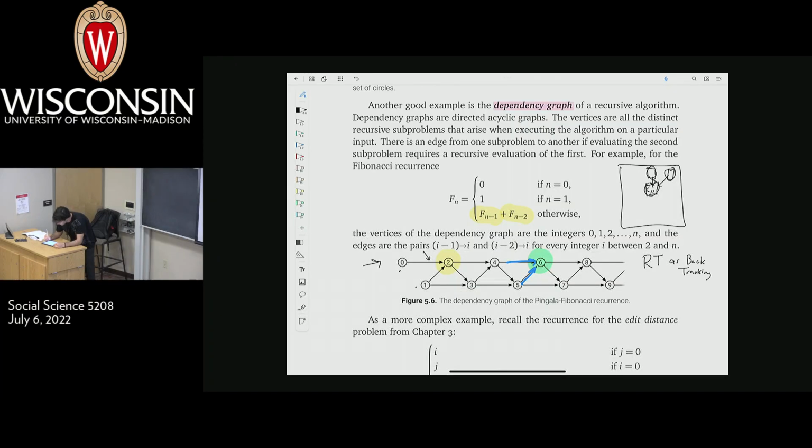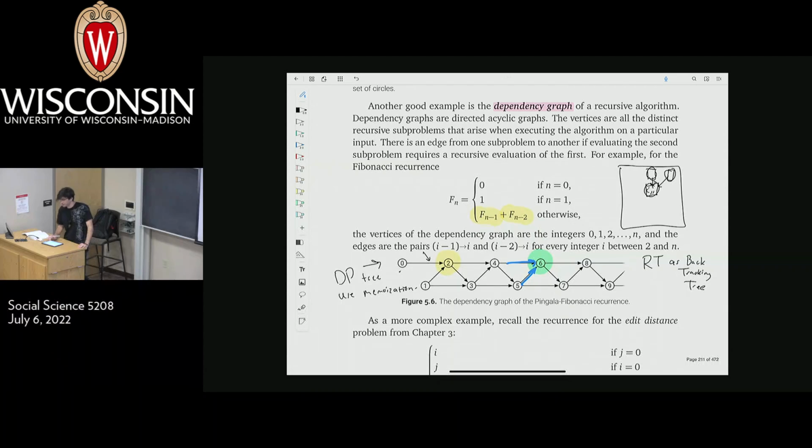If you don't use DP and just leave it as is, you get this tree. But the dependency graph is if you include memoization. So if you include saving things so there's no repeats, this is the graph you would get. This is the DP tree when you use memoization. That's one way you can think of it, or just think of it as showing you the dependency between subproblems. So any question on the dependency graph?